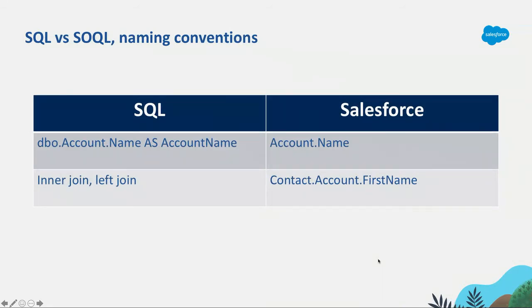There's also a number of, I just wanted to go over SQL versus Salesforce naming conventions. SQL allows you to do aliasing pretty much everywhere. In Salesforce, you can only do aliasing in aggregate queries. So here you can see we have dbo.account.name as account name, and then you can use that later in the query. With Salesforce, you just do account.name, the field, and if you want to do relationship queries, stuff like that, that's different.